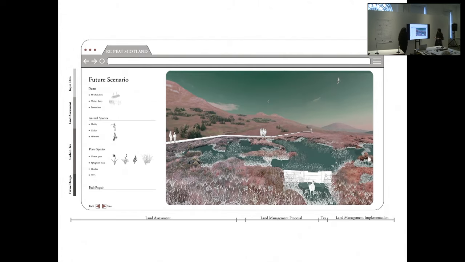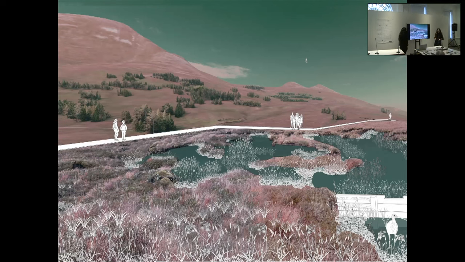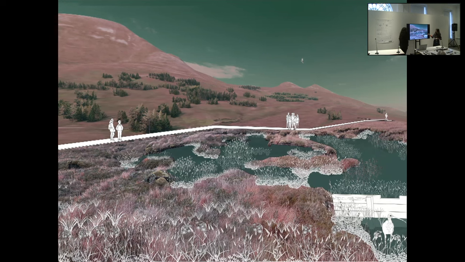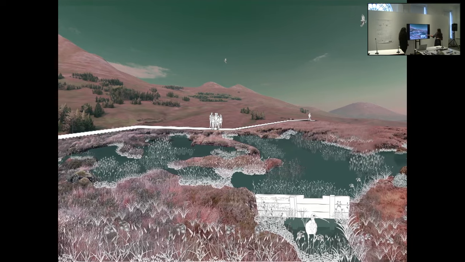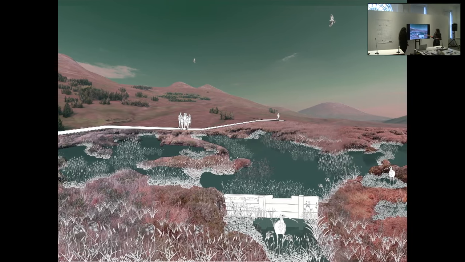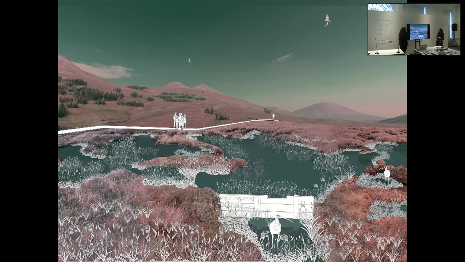And then in this step the future scenario will show up. In the future scenario, we can see the path repair here, and it will allow people to visit the peatlands at the glen levels. This scenario will also show more revegetation and spread of species like cotton grass and sphagnum moss. And then increase the water table and the bog formation.